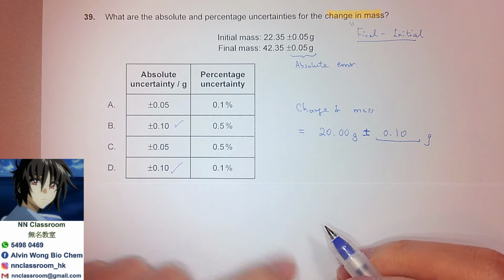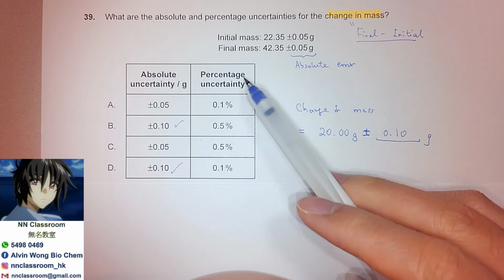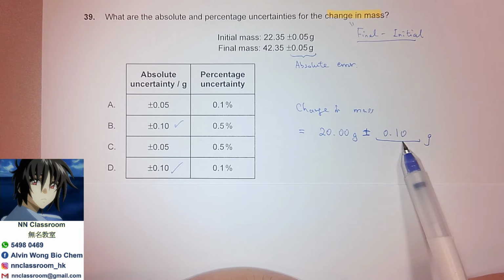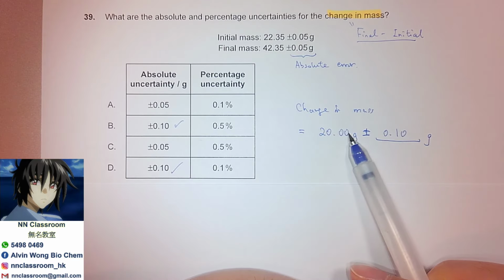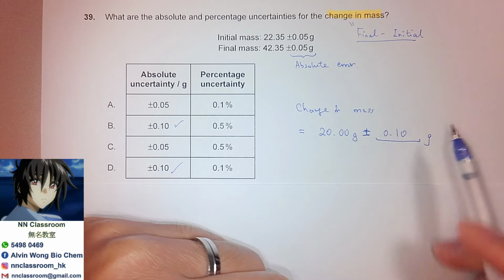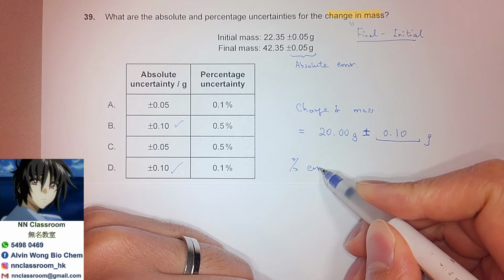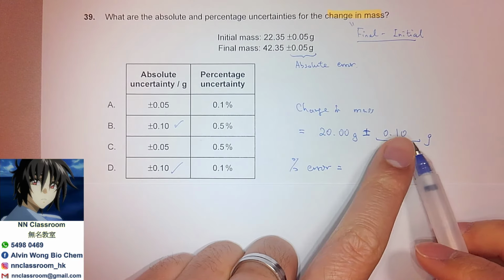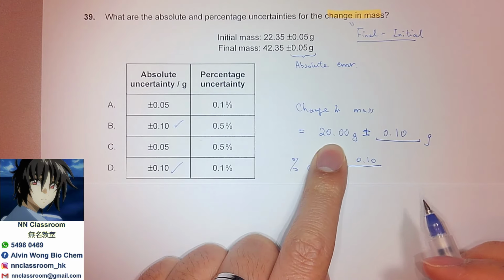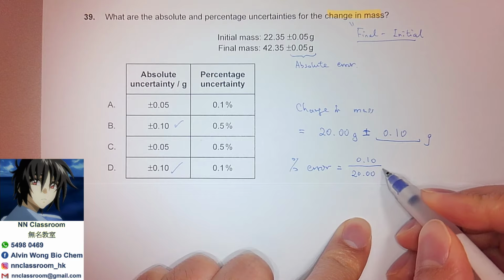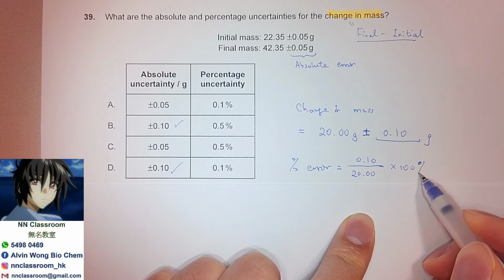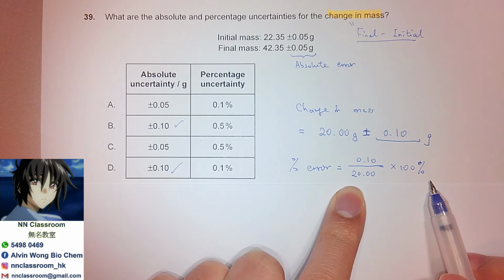Next, percentage uncertainty. The next concept is what is meant by percentage uncertainty. It simply means the absolute error over your measured value times 100%. So the percentage error, or percentage uncertainty, is simply the absolute error 0.10 over the measured value, in this case 20.00, right? Referring to the same thing, times 100%. So obviously it will be a factor of 5.